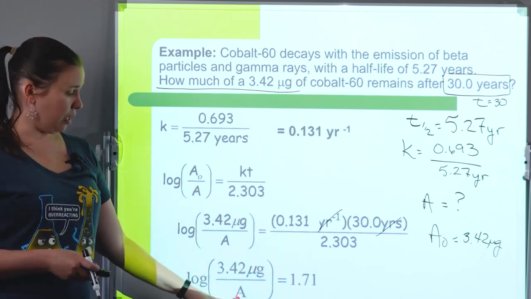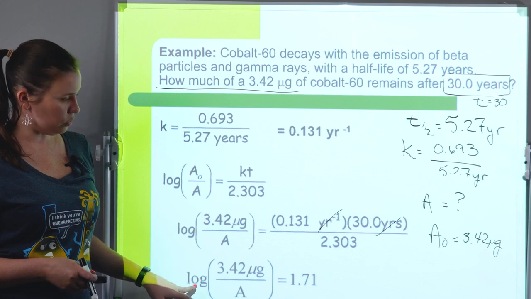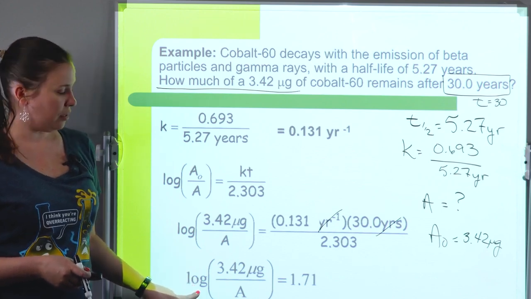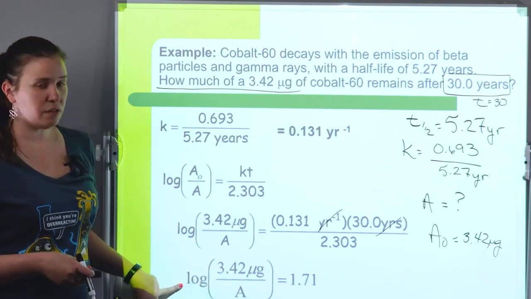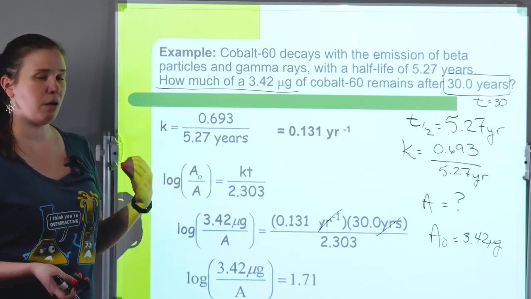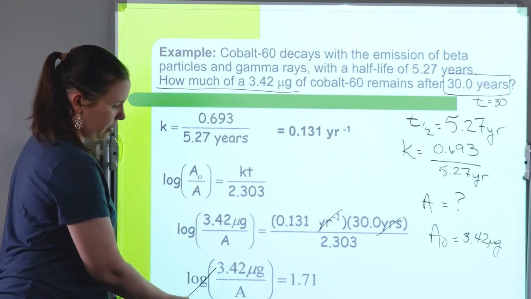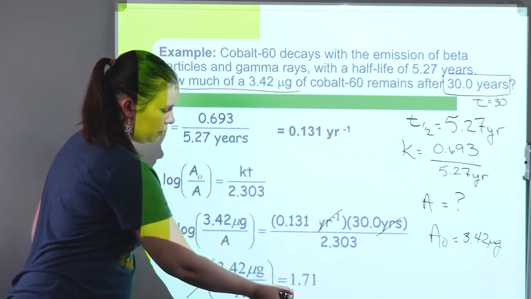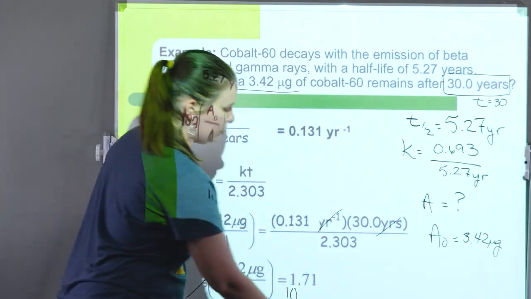Now I need to solve for A. How is this going to work? The first thing that we need to unravel is the logarithm. Then we'll have to deal with A being in the denominator. So the opposite of the logarithm was our antilog. So I need to antilog both sides, meaning I need to raise 10 to the power of 1.71.